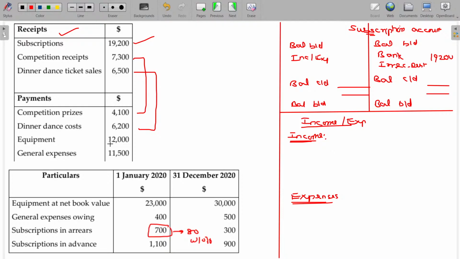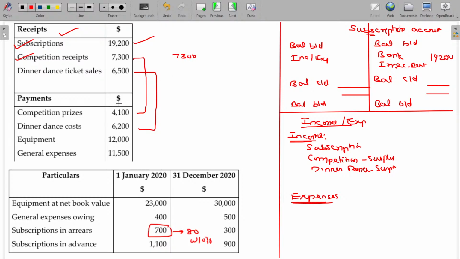Right, apart from that, equipment purchased. We'll deal with it separately. So we have completed the subscription. In case of competition receipts, surplus from competitions. Subscription, main income, and competition surplus, and dinner dance surplus. Okay, you can write here separately.